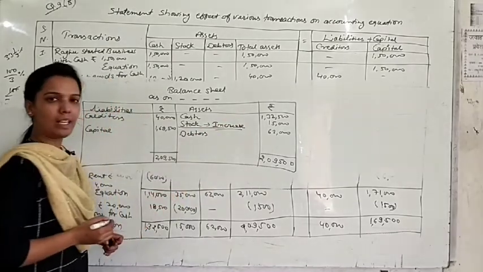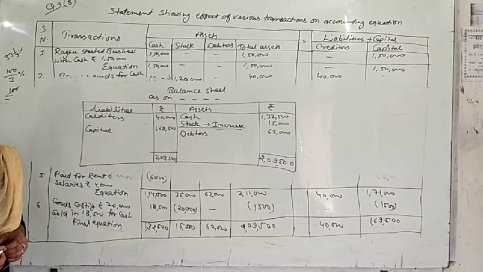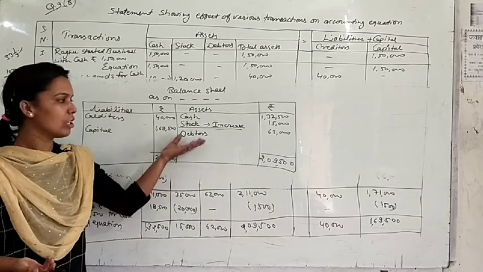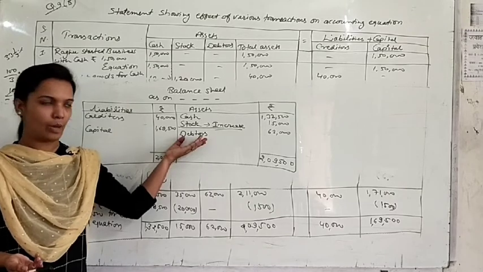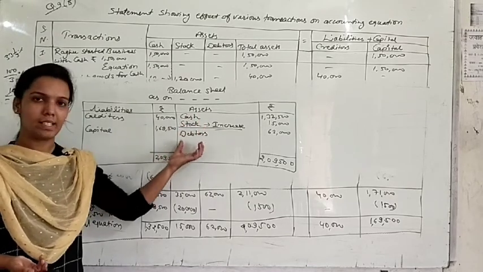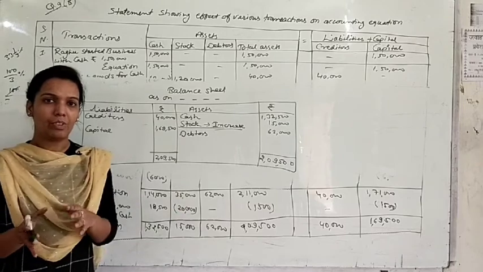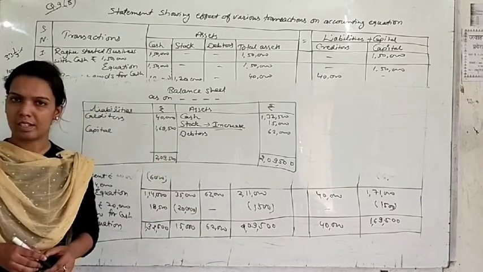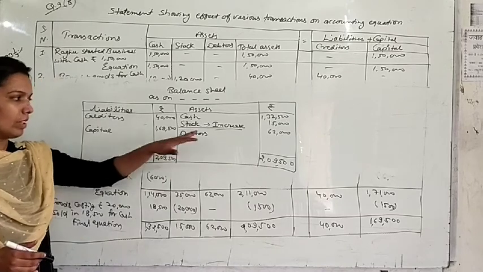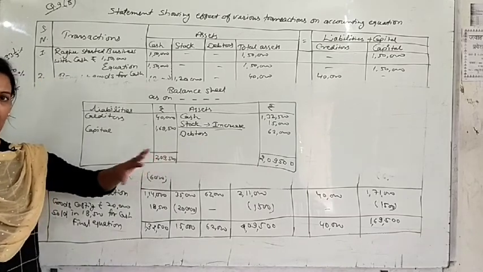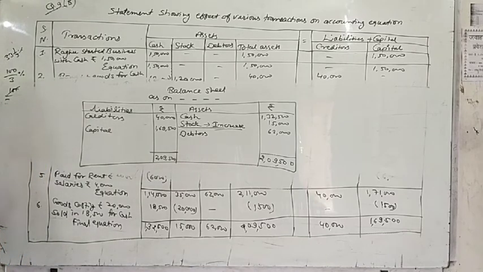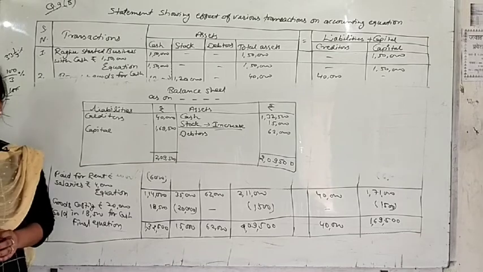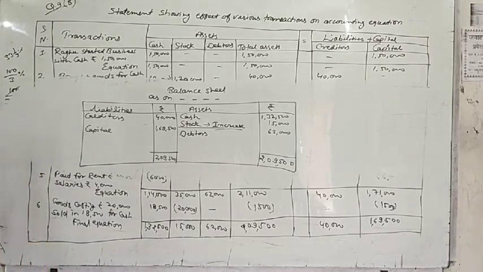Suppose that your stock increases, so where will you show this point? Obviously we will show in asset side. Are you getting my point? That these all assets have debit balances, and if these assets increase, it means these will be shown in debit side. On the opposite of this, that if your any asset decreases, so this will be shown in credit side. Okay. This type of question we will solve in our next video.